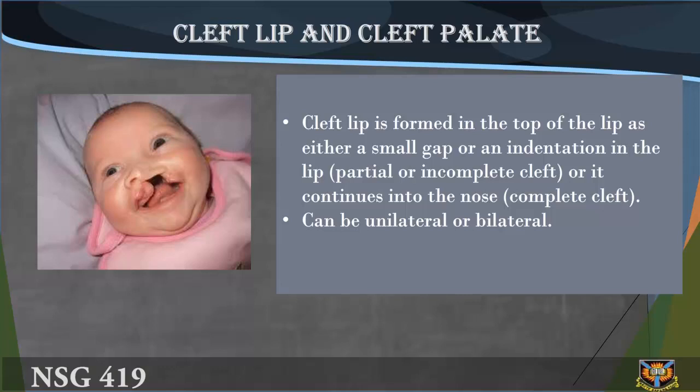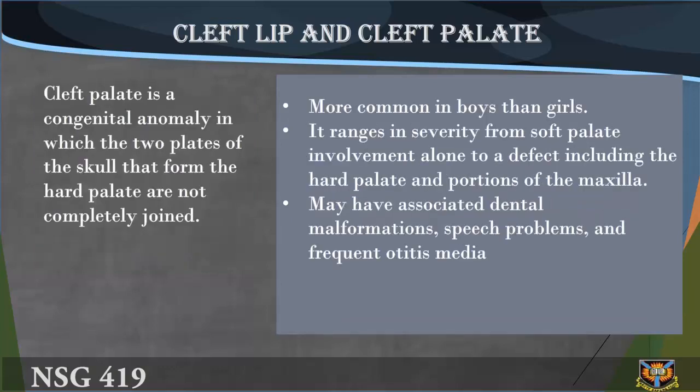Cleft lip can be unilateral or bilateral. Cleft palate is a congenital abnormality in which two plates of the skull that form the hard palate are not completely joined. It is more common in boys than girls. It ranges in severity from soft palate involvement alone to a defect including the hard palate and portions of the maxilla. Cleft palate may or may not be associated with cleft lip.